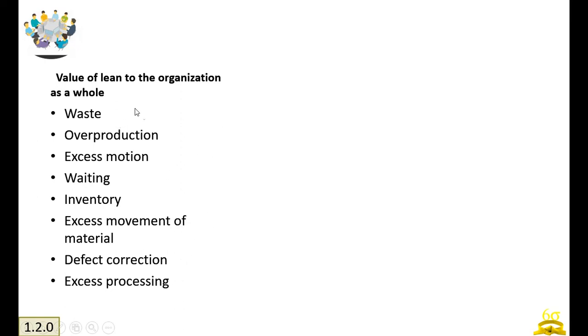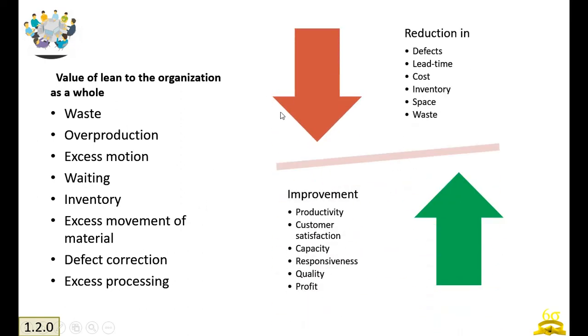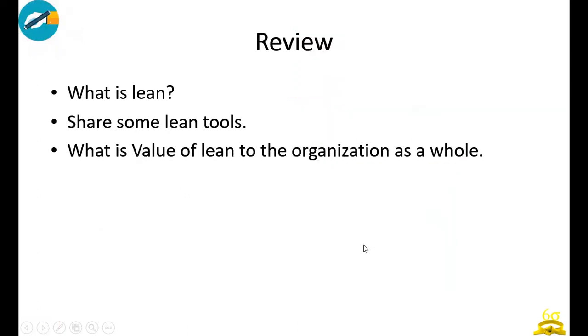If you go through examples of all this, you'll be able to understand where you can relate it practically in your area, right? And finally, by doing all this, again unlike the Six Sigma I had shown you, this also brings in the reduction in defects, lead time, cost, inventory, space, and waste, right? And thereby improves your productivity, resource productivity, customer satisfaction, capacity, responsiveness, quality, and profit, right?